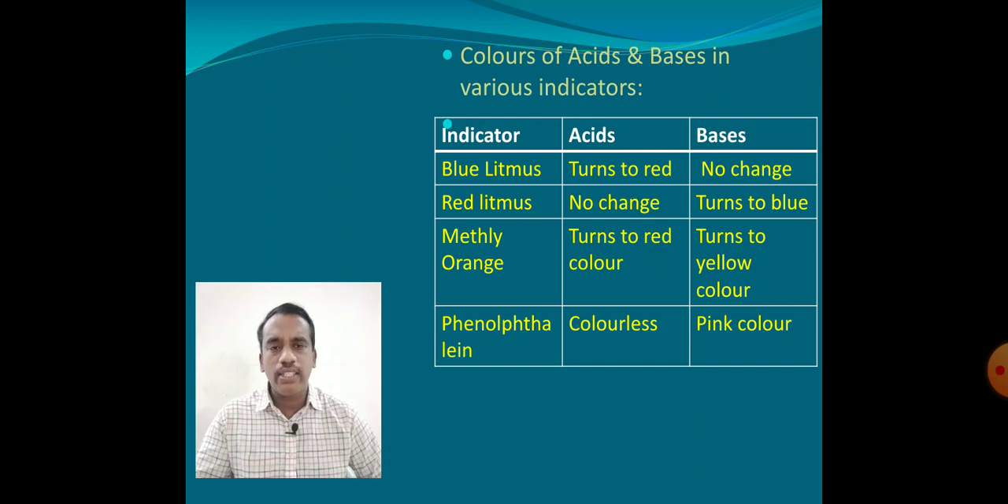Okay. Now let us see the next indicator, that is called the phenolphthalein. In acids, what does it appear as? It appears as a colorless solution. But in the bases, it appears to be a pink color in the solution. Very, very important tabulated data, children.